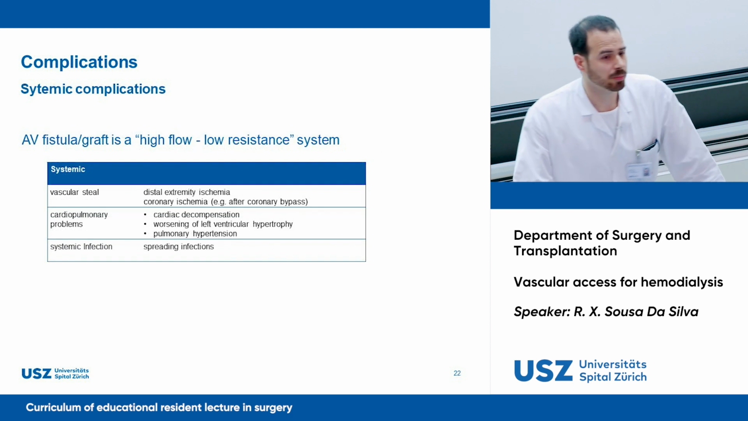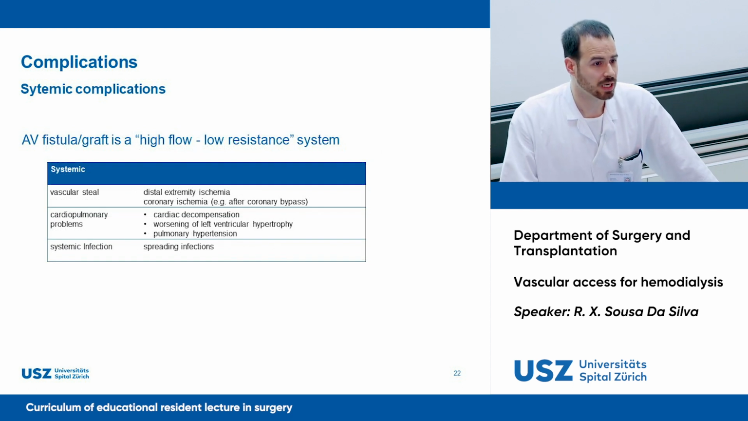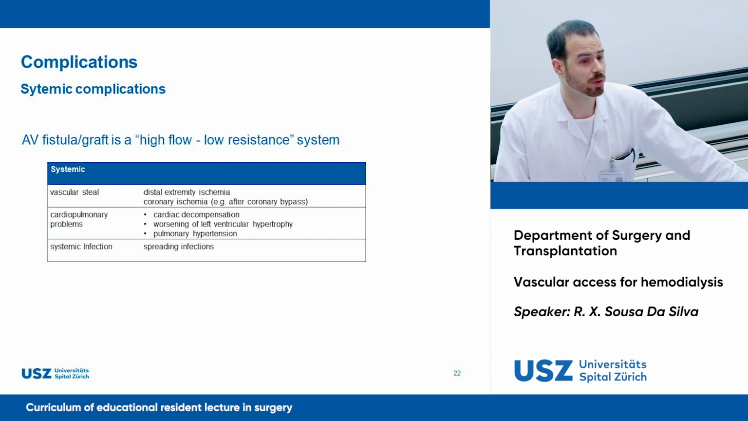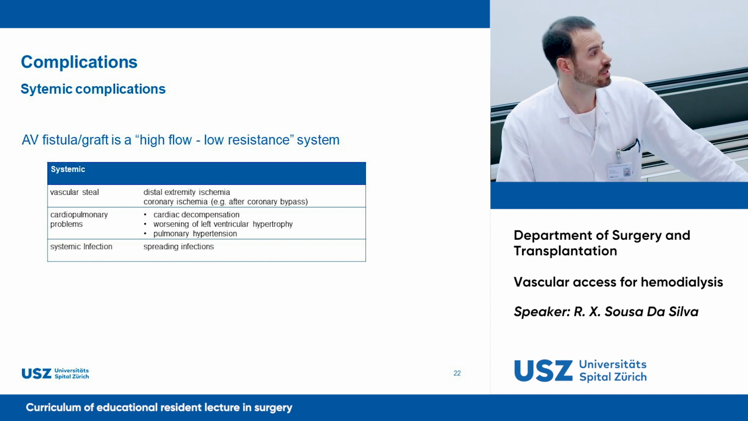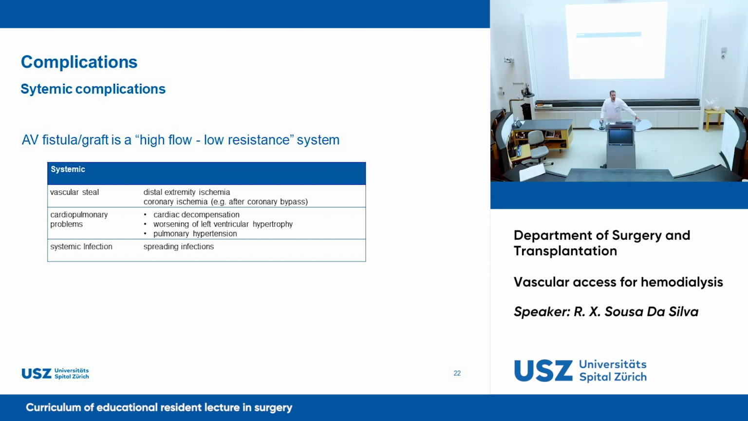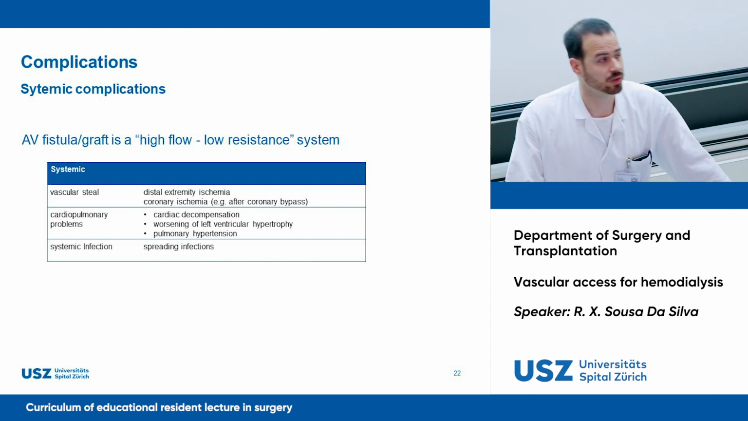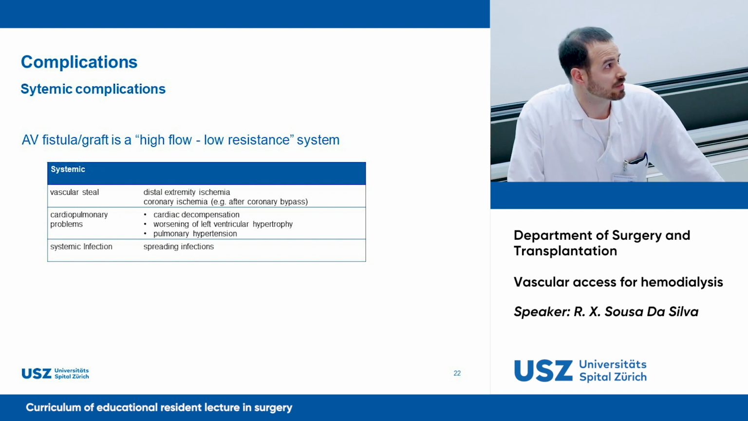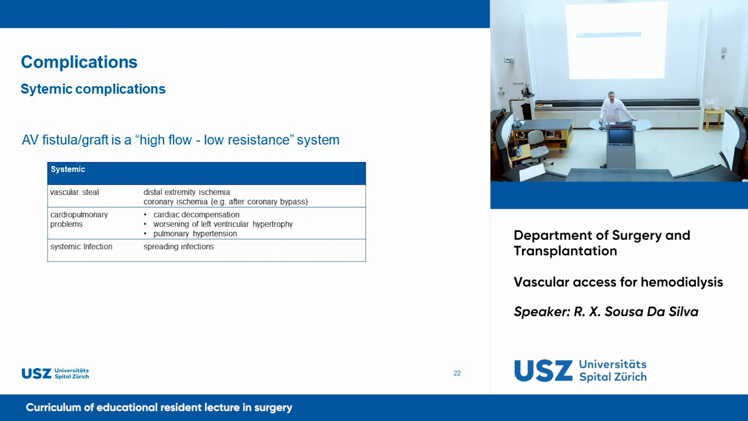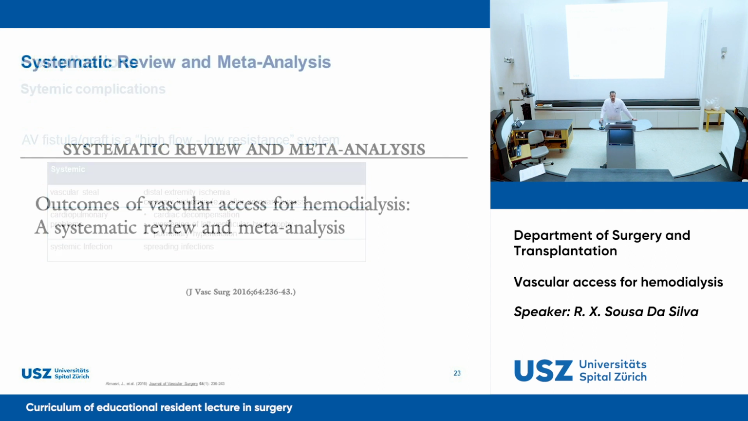But there are also systemic complications to AV fistulas or grafts, and this is explained by the saying it's a high flow, low resistance system, so a big blood flow. So you can have a systemic vascular steal, you can have patients suffering from symptomatic coronary ischemia. As I said, the patient before had the flow of 2.3 liters. If you assume in a calm position, a patient has 5 or 6 liters a minute pump function of the heart. There are also cardiopulmonary problems in general, like cardiac decompensation or pulmonary hypertension, and you can have systemic infections.